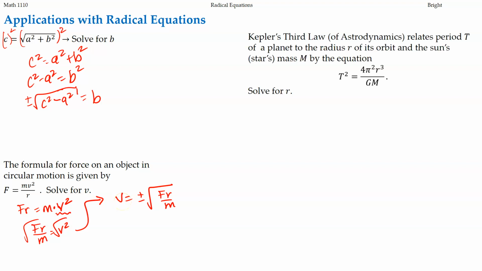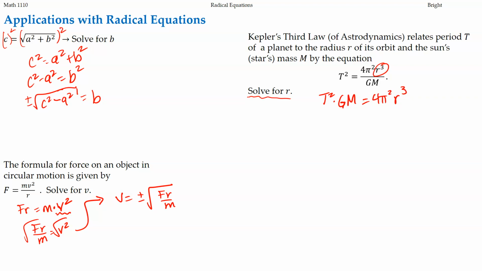Now this next one, yeah, you look and you're like, oh my god, there's a lot. But really it's not. It's just telling you what everything in the equation is, so don't get scared by all the words. Okay, pay attention to what is being asked of you. Solve for r. Okay, r is right there. So I need to move the gm to the other side. I'm going to multiply by gm. So I have t squared times gm is equal to 4 pi squared r cubed.